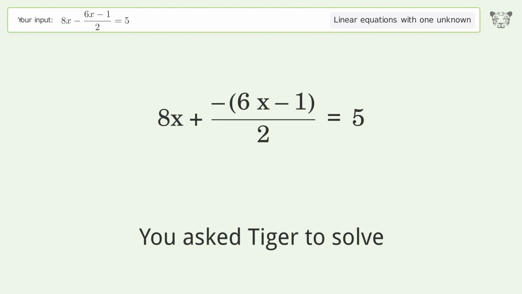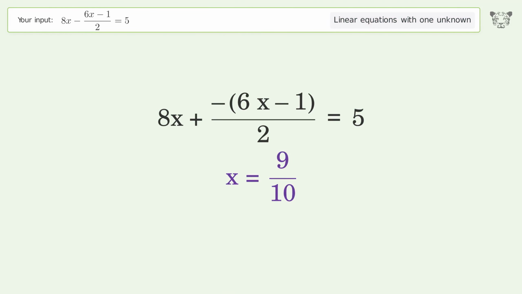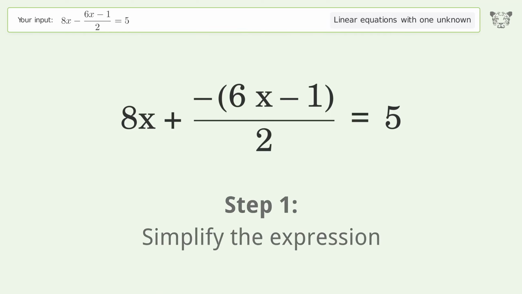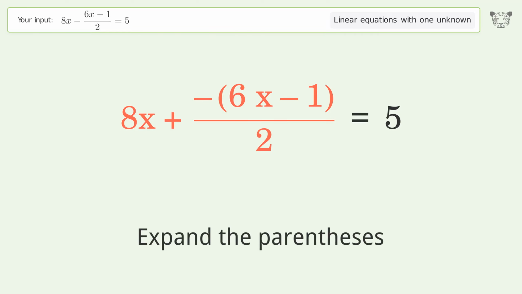You ask Tiger to solve. This deals with linear equations with one unknown. The final result is x equals 9/10. Let's solve it step by step. Simplify the expression. Expand the parentheses.